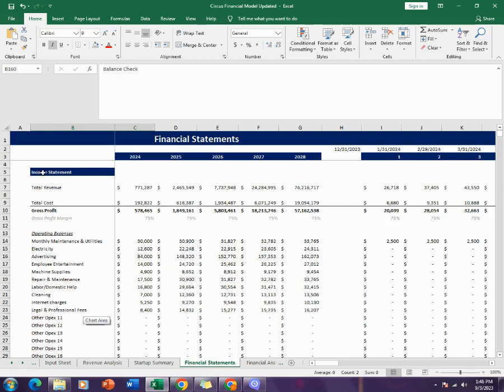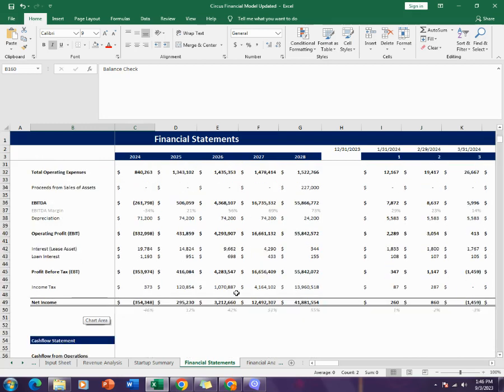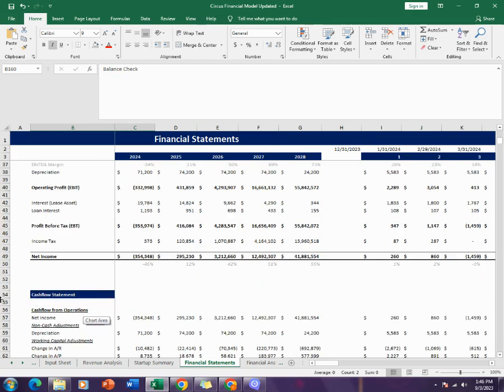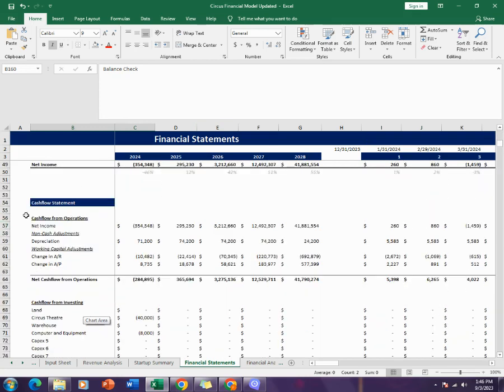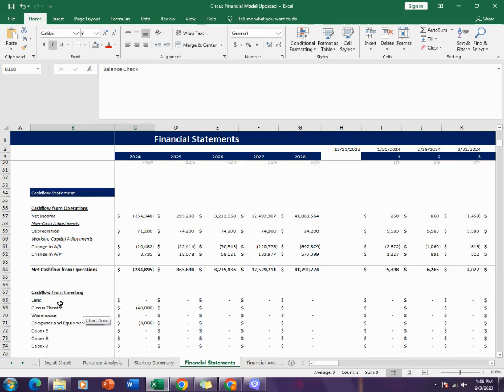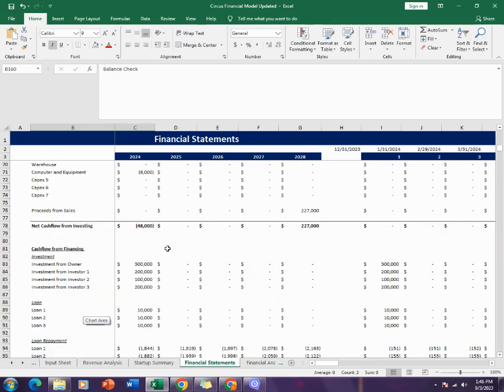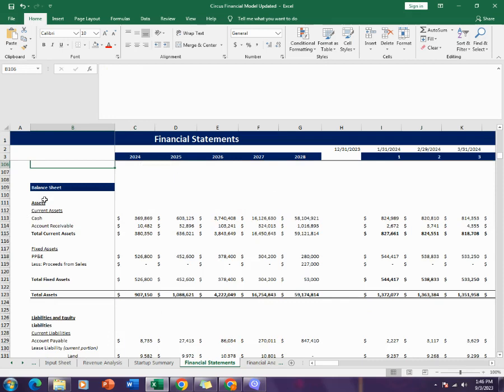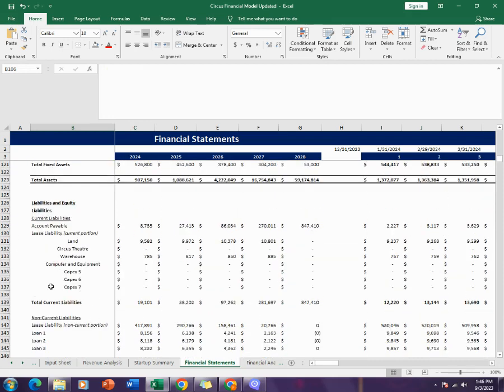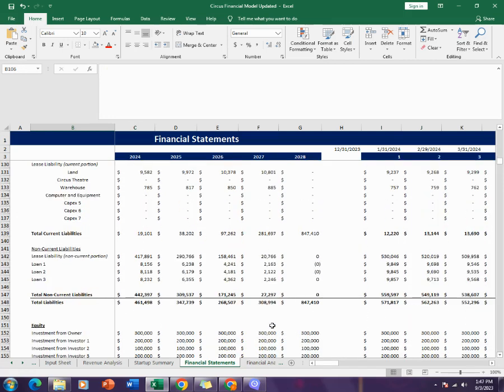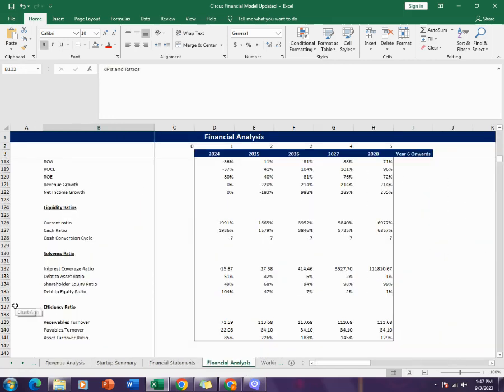Then comes the financial statement. The financial statement gives you the income statement, which gives you the net income of the company in the next 5 years, as well as in monthly forms and yearly forms. Then comes the cash flow statement, which gives you the cash flow of the company from operations, investments, and finances for the next 5 years, as well as on a monthly basis going towards 60 months. Then comes the balance sheet, which gives you the total assets compared with the total liabilities and equity of the company for the next 5 years, as well as on a monthly basis for the 60 months.